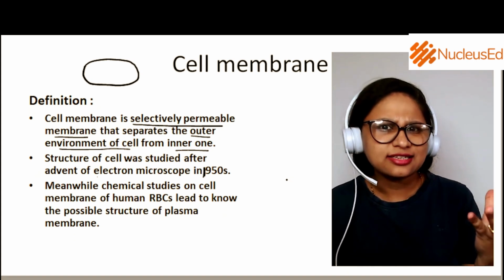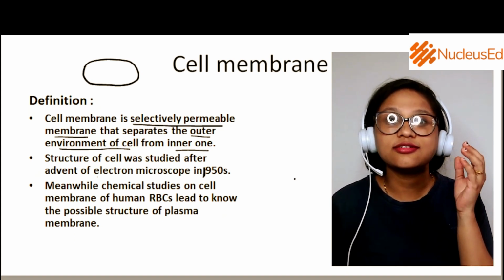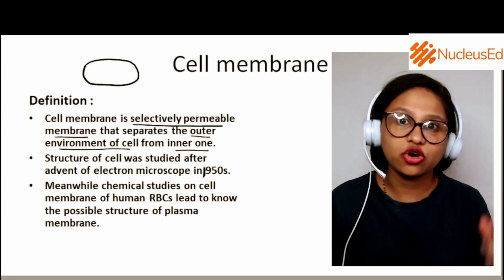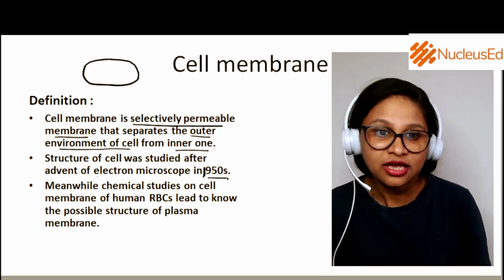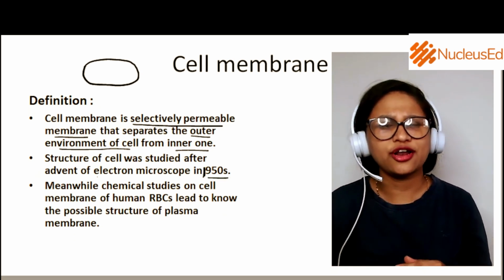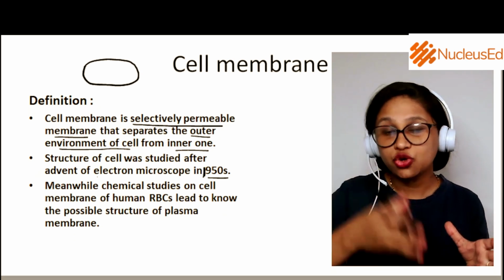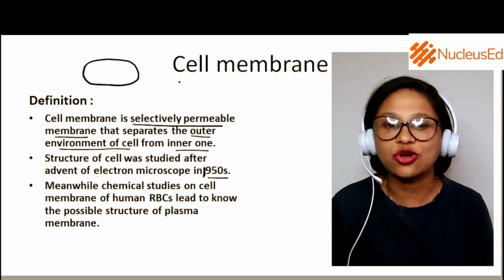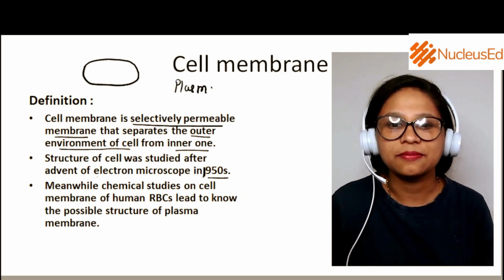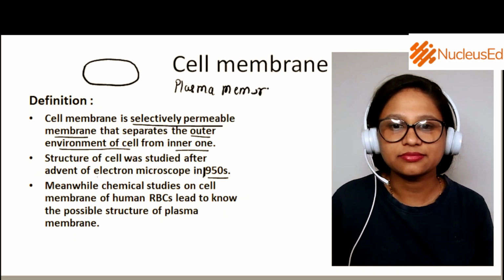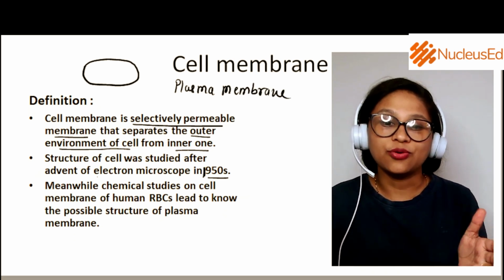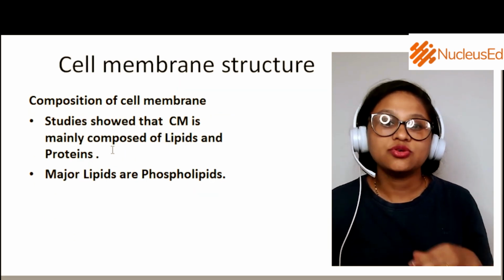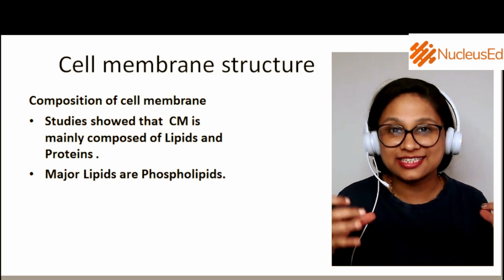Now this cell membrane structure was studied only after the advancement of the microscope, that was the electron microscope, around the 1950s. Meanwhile the study was still going on, and the chemical studies on human RBCs revealed one structure of plasma membrane. Cell membrane is also known as plasma membrane. Further, the structure of plasma membrane was studied chemically to know exactly what is present inside it.